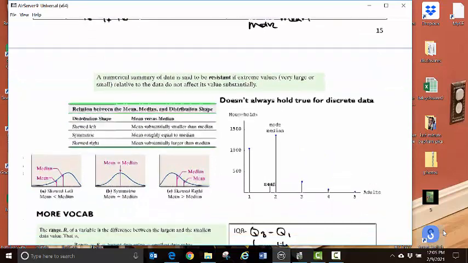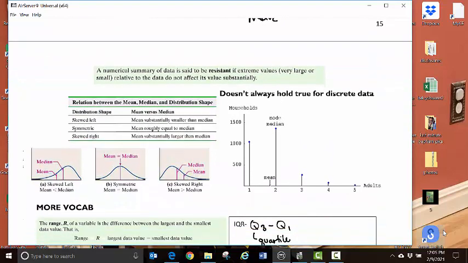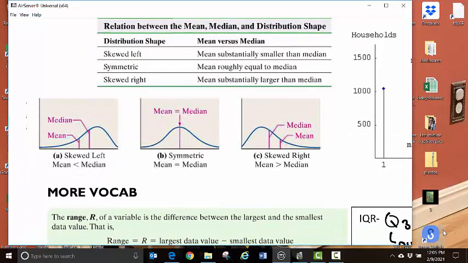A numerical summary then is said to be resistant if extreme values, very large or very small, do not seem to affect it substantially. So the mode didn't really change, the median didn't really change, but the mean did, okay? And it just shows you what happens. If they're symmetric, the mean and the median are about at the same spot. If it's skewed to the right, then the mean gets pulled right. If it's skewed to the left, then the mean gets pulled left.